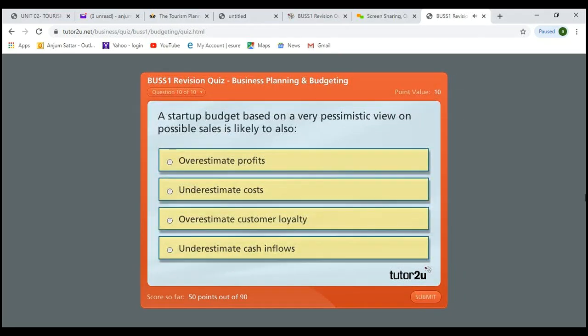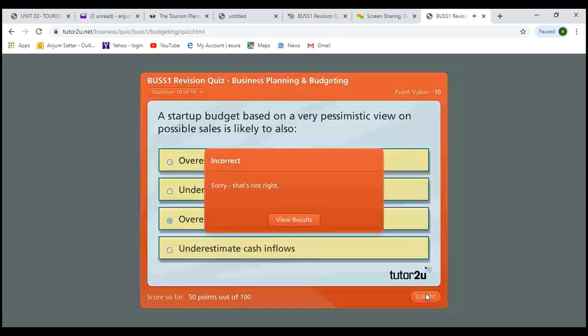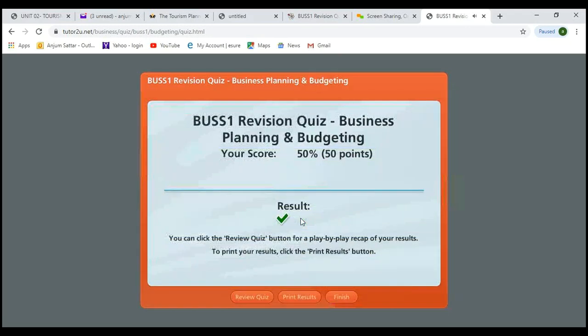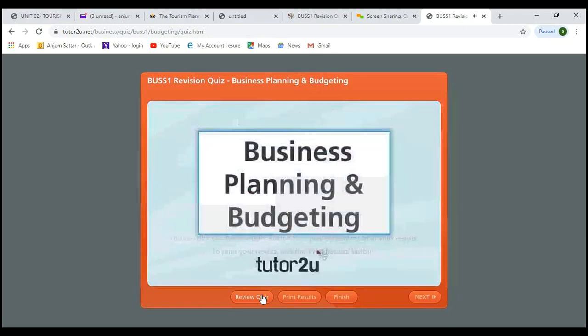Well done. And a startup budget based on pessimistic views of possible sales is also pessimistic. Is it an overestimate or underestimate? Maybe overestimate customer loyalty? Okay, so no problem, we'll review.